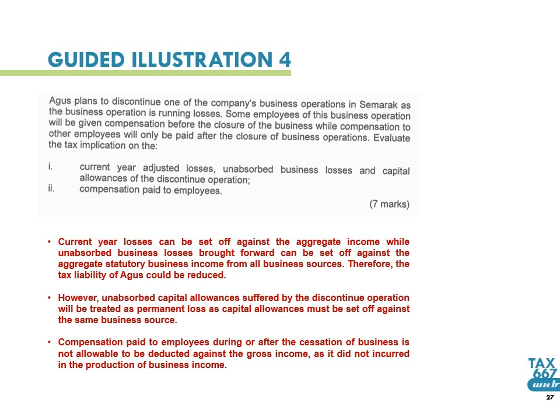Dan dia akan bayar ganti rugi kepada pekerja. Some of them dibayar sebelum dan some of them dibayar selepas dah close the operation. So, dia tanya tax implication on current year adjusted loss, unabsorbed business loss, and capital allowance of the discontinued operation, and you also have to explain the treatment for compensation paid to employees. So here I have provided the suggested solution. Please go through, dan rasanya untuk this subtopic dia memang very straightforward, senang je untuk you faham.